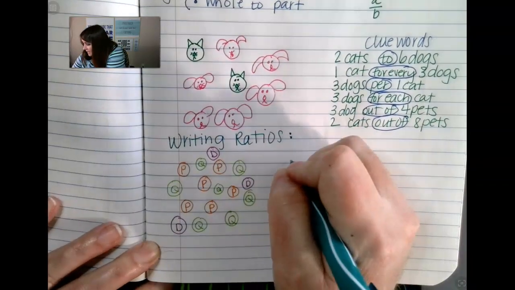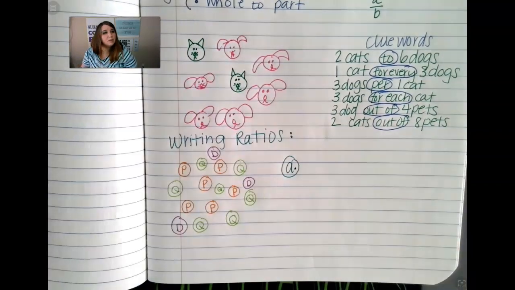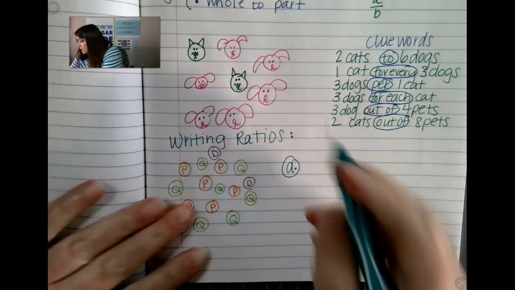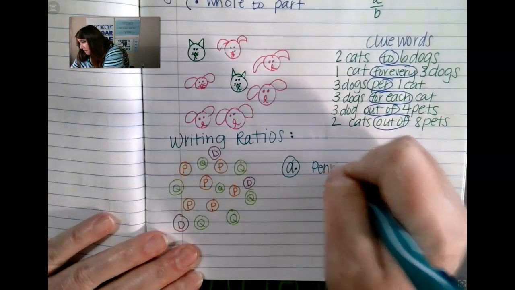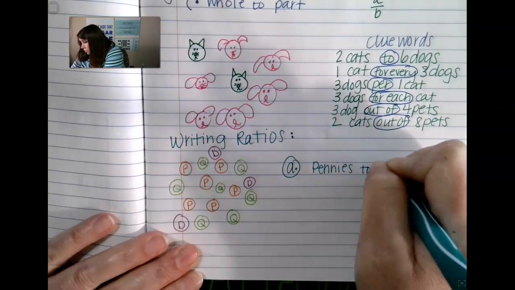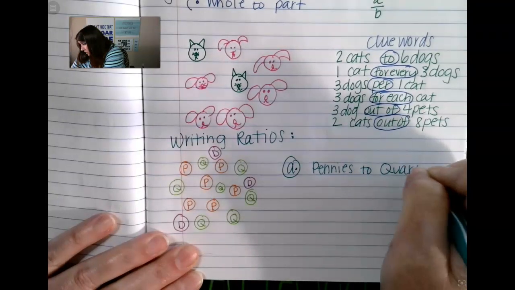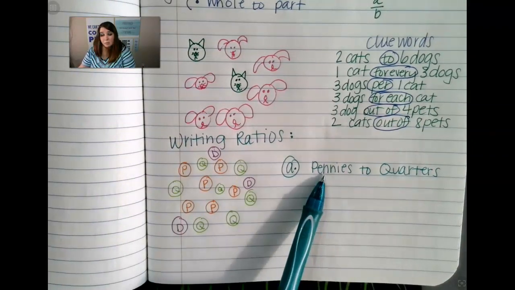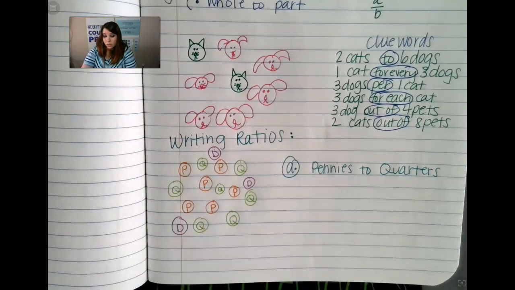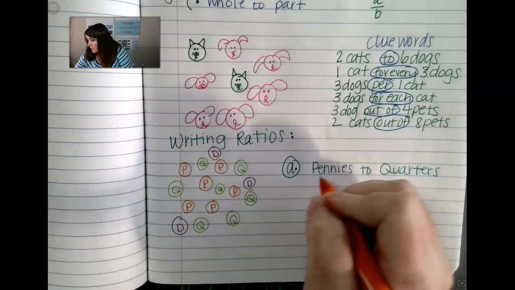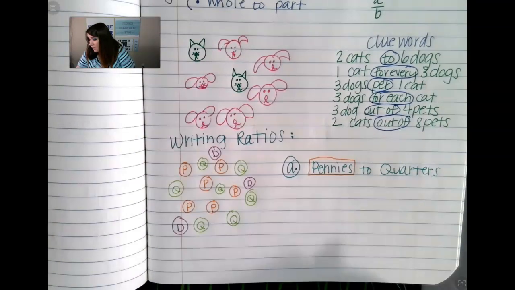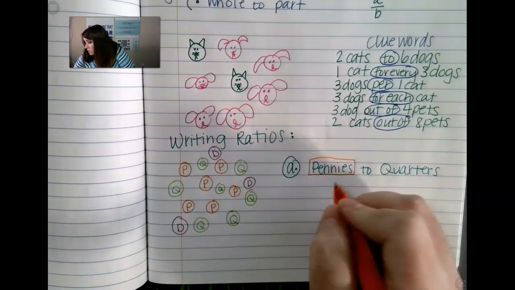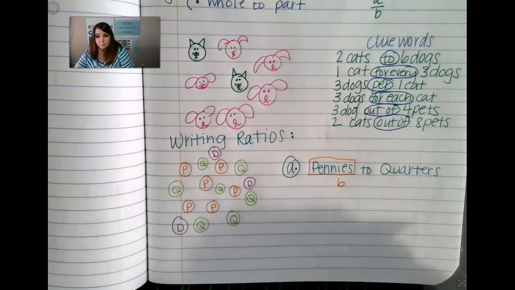Okay, so example A. We want a ratio of pennies to quarters. So they want us to write a ratio of pennies to quarters. So our job is to first look for the pennies because pennies comes first. So we're going to come over here and count up how many pennies there are. So 1, 2, 3, 4, 5, 6 pennies. So I'm just going to write the number 6.